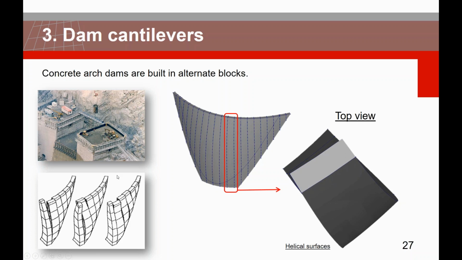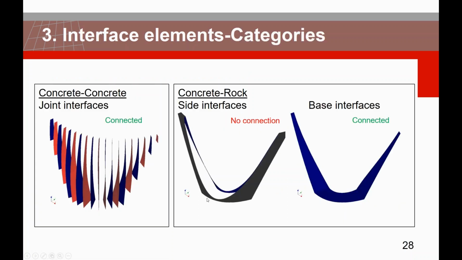So this process is done automatically every time you generate a different layout. And as you can see here, this is the dam through the process, and these are the different dam cantilevers. For example, if we zoom in on one of them, you can see that this is the top view, and for example, the adjacent surfaces are helical.